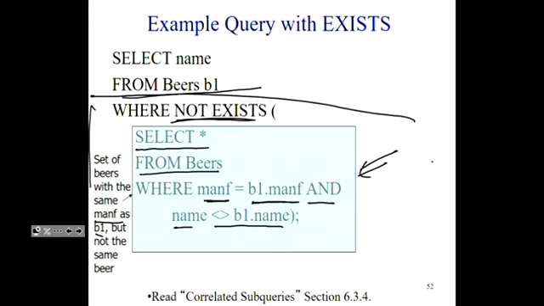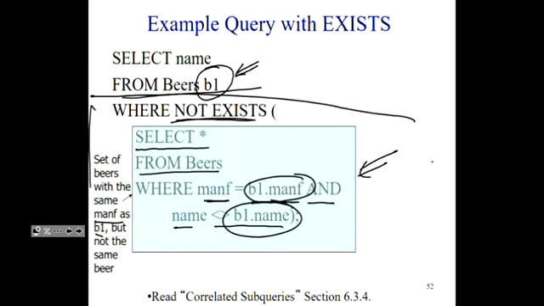Okay, so notice that the reason why I'm renaming this is because I can reuse it inside the subquery, right? If I didn't want to reuse the values of this external relation within the subquery, I wouldn't need to rename it. The main reason that I'm renaming it is so that I can use it within the subquery, so I can refer to the manufacturer and the name of the beer that I was talking about outside.